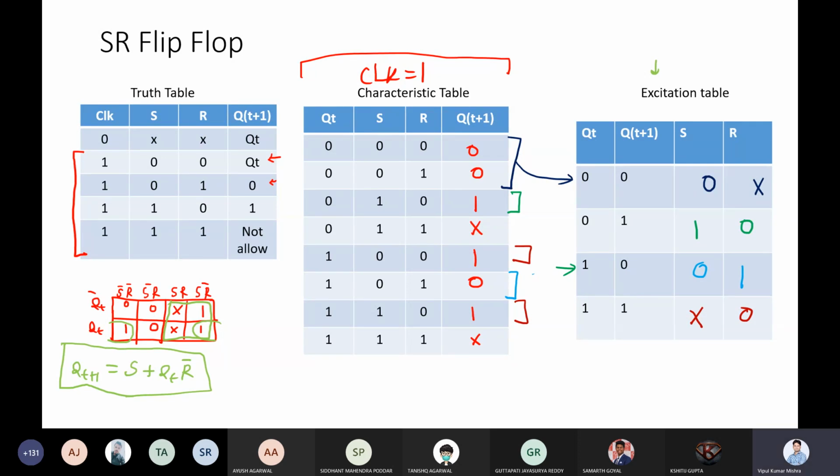Got it, everyone? Any doubt on this? Guys, any doubt on this? So what about the remaining two cases? That will not be in consideration because that will not occur in Qt and Qt plus 1. Okay, sir. Got it? Any doubt on this? Anyone?